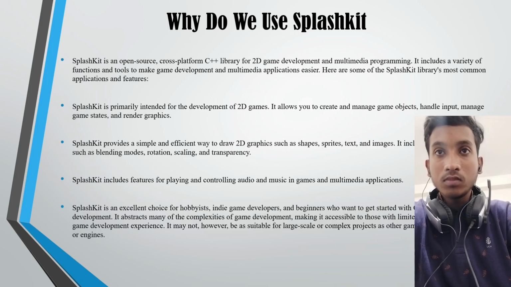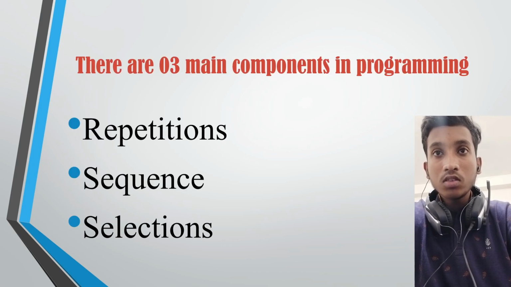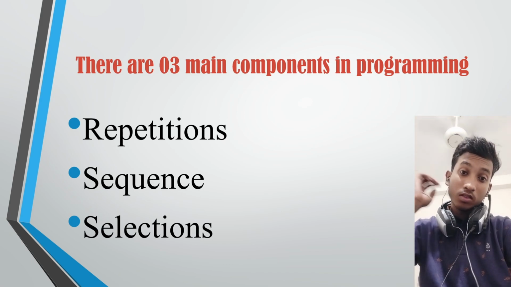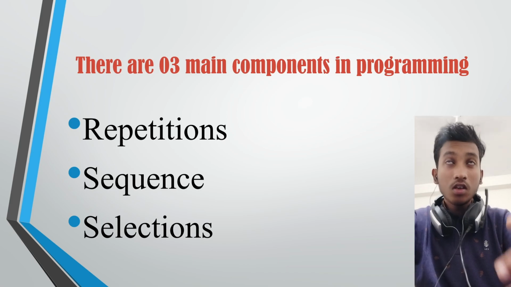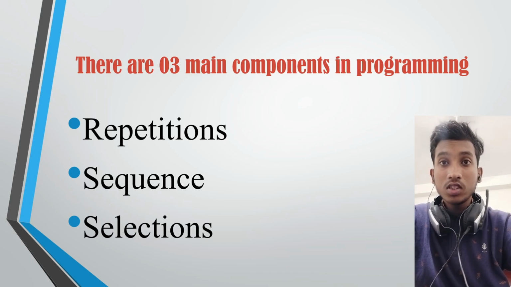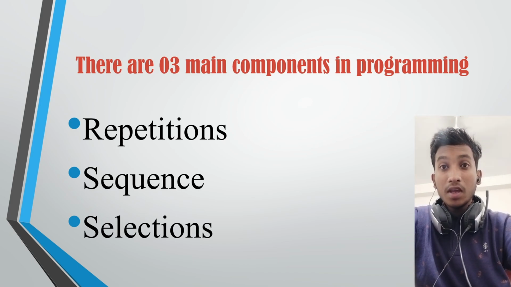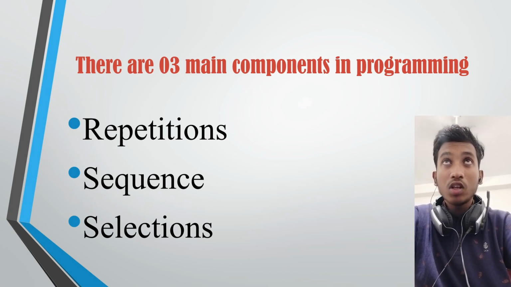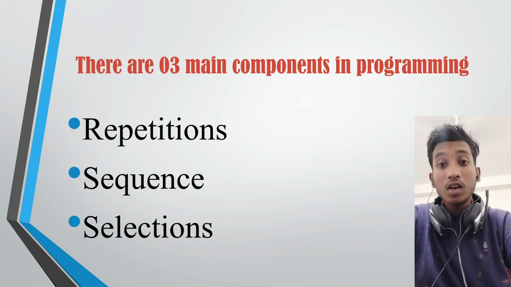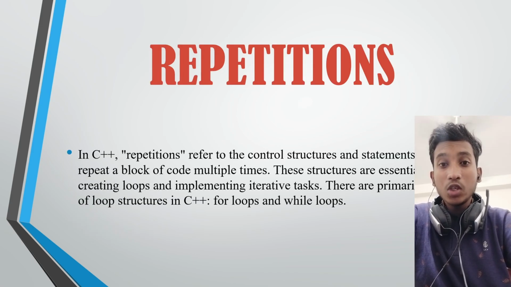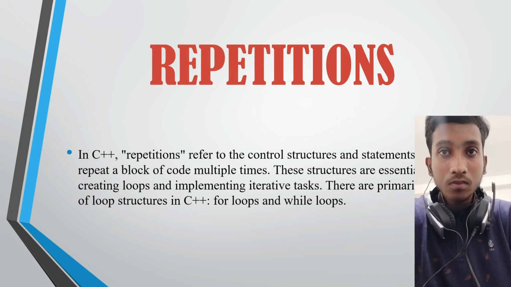And guys, you can go through it, and then the next one is programming, not only C++, including many Python. In C++ programming, there are 3 main components you should consider while you are studying, or while you are a beginner to C++ coding, or even if you are an expert, it doesn't matter. But there are 3 components: repetition, sequence, selections.